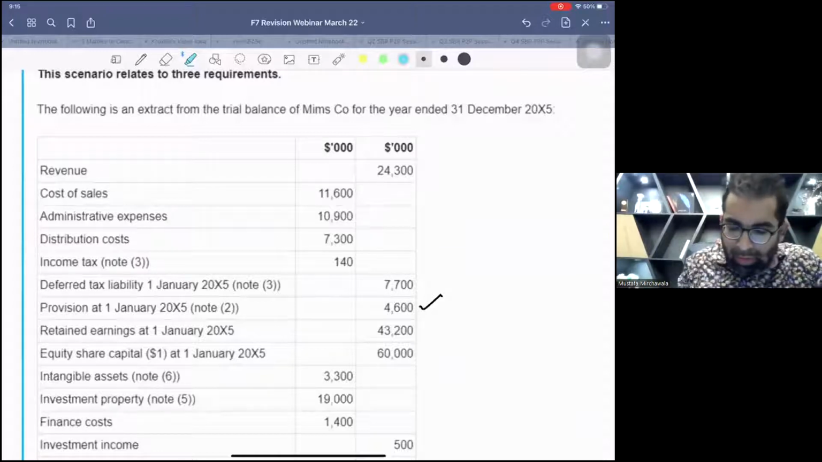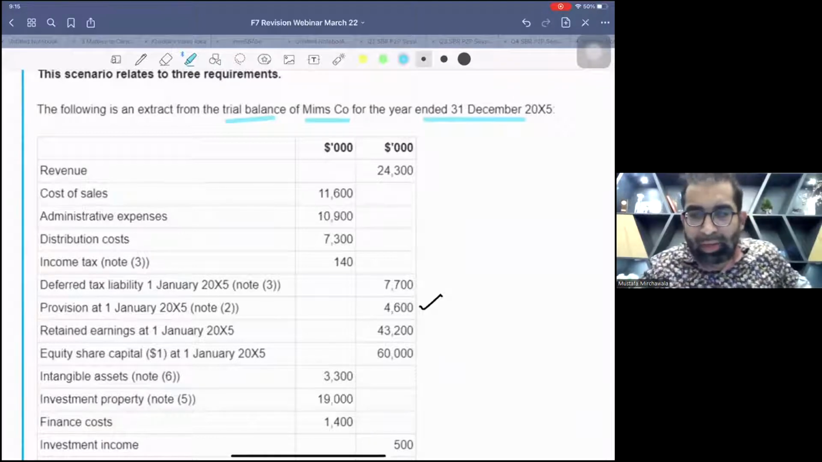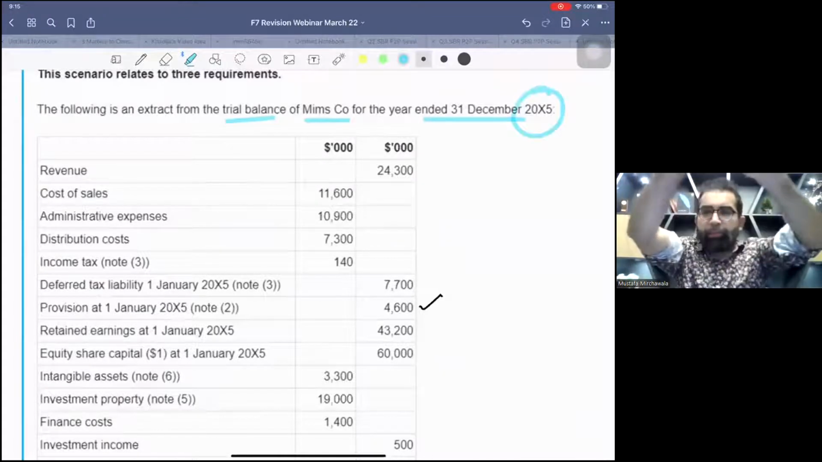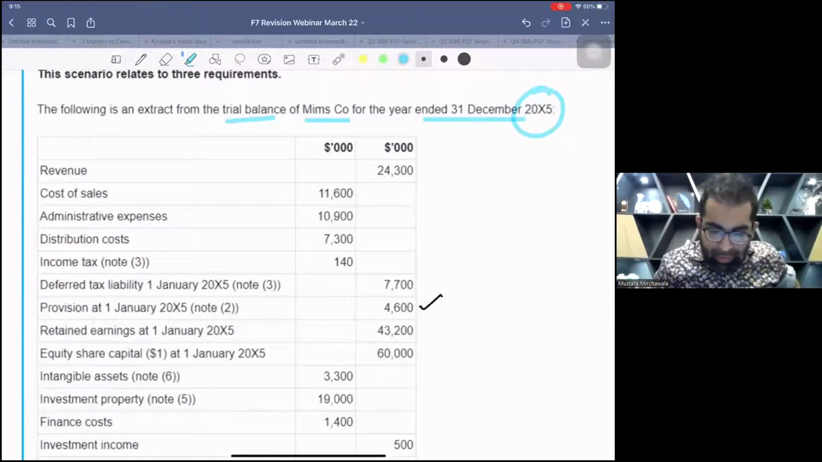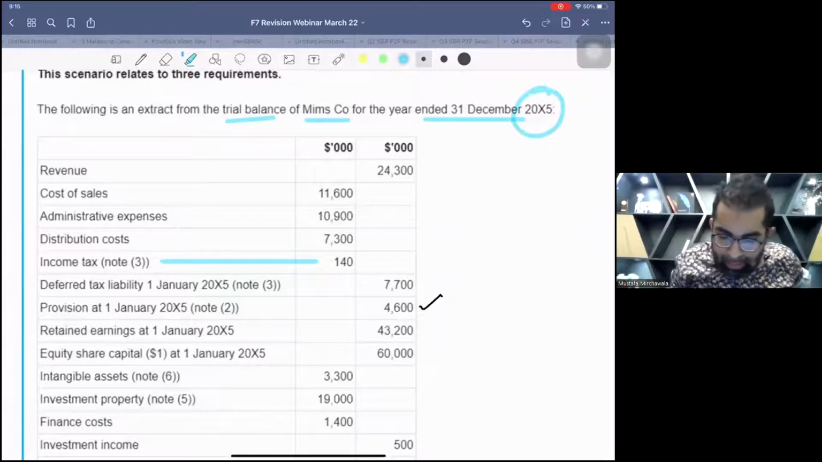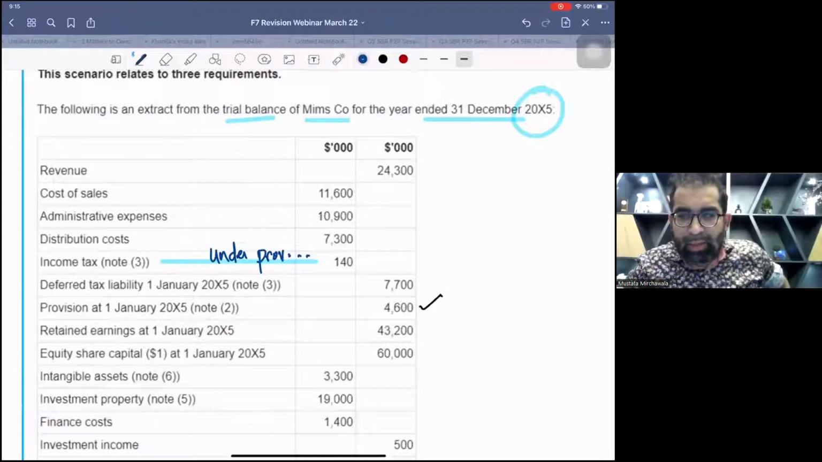The following is an extract from the trial balance of MIMS company for the year ended 31st December X5. The first and foremost thing is the accounting period. Don't forget the accounting period, okay? Now, revenue, cost of sales, admin, distribution, income tax on the debit side, it means under provision. Income tax balance on the debit side, under provision is expense, and over provision is income that goes on the credit side.